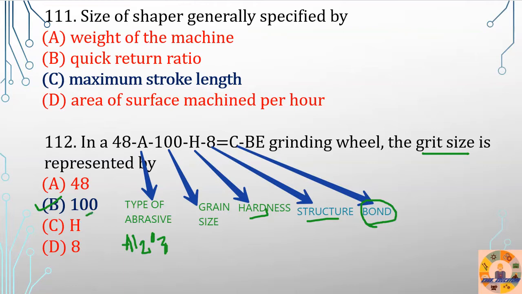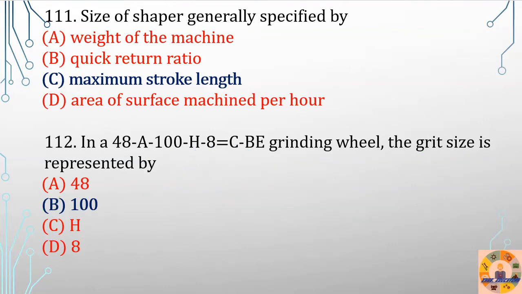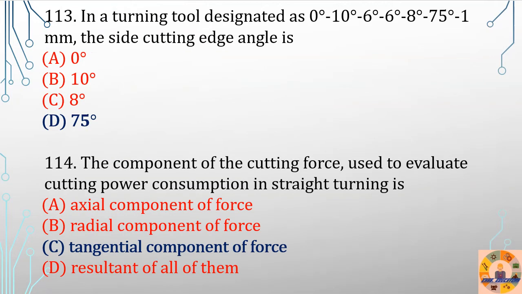Moving to next question, 113. In a turning tool designated as given, the side cutting edge angle is? This is the ASA system, American Standard Association, and what will be the side cutting edge angle? Let's see what each stands for.